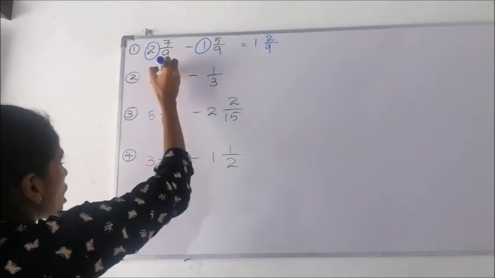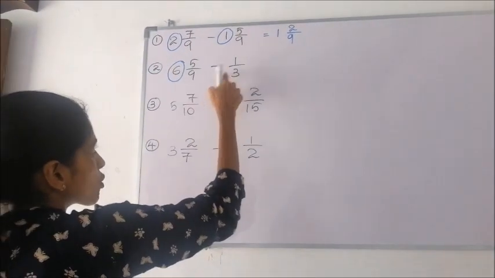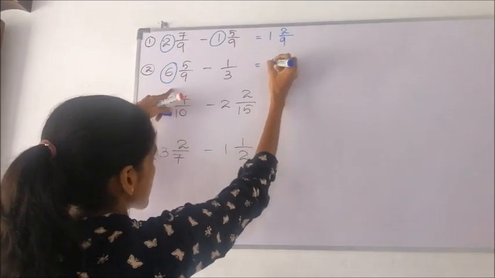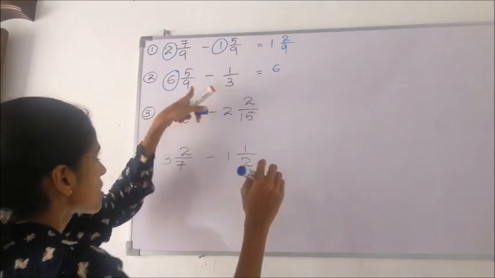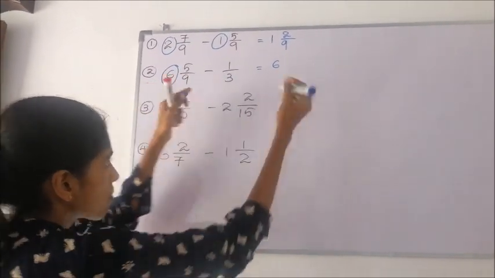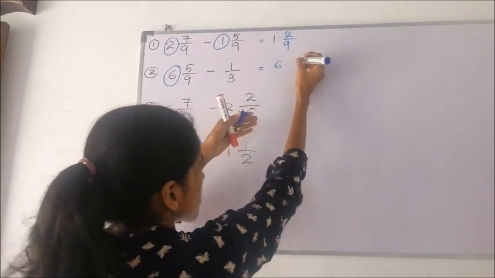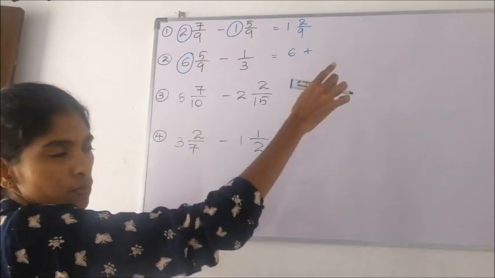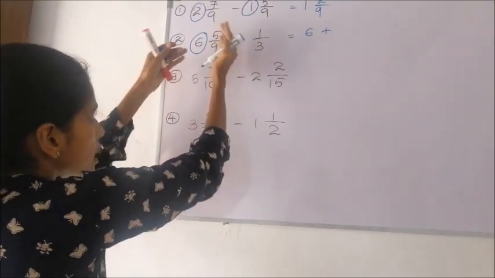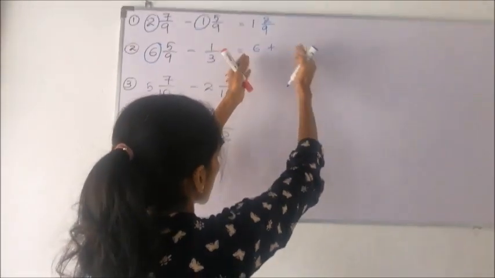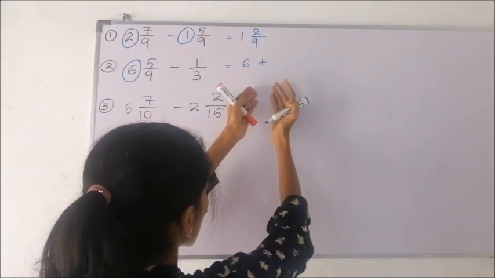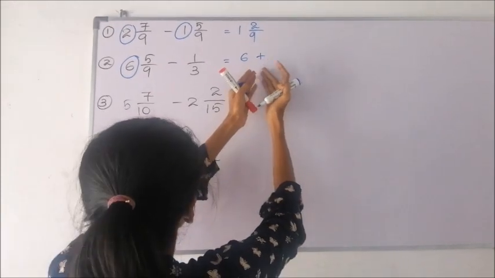Next one. From 6, there is no whole part to be subtracted, so I am writing 6 as it is. Next, consider these two fractions. I am taking them separately, okay? At that time, I am putting an addition mark. Don't get confused, because I am taking the whole part separately and the fraction part separately, finally I need to combine them. That's why I put this addition mark.